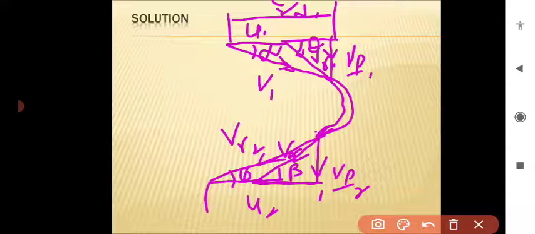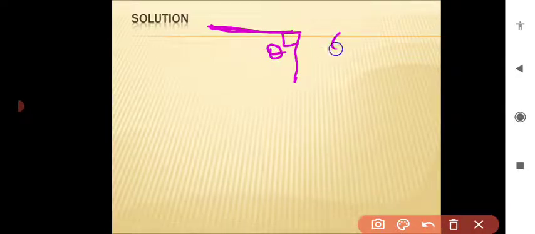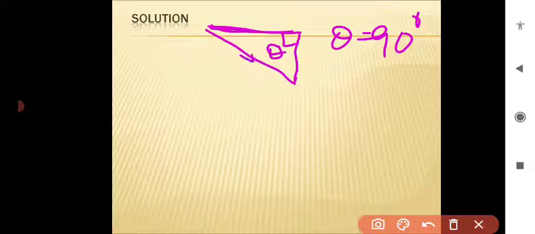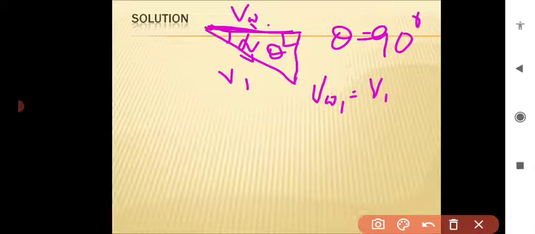So for the given problem we have to draw the inlet triangle. For the inlet triangle, the vane tip angle theta is equal to 90 degrees. This is the velocity of the blade v1, and this is alpha. This is Vw1, where Vw1 is equal to V1. This is the flow velocity.